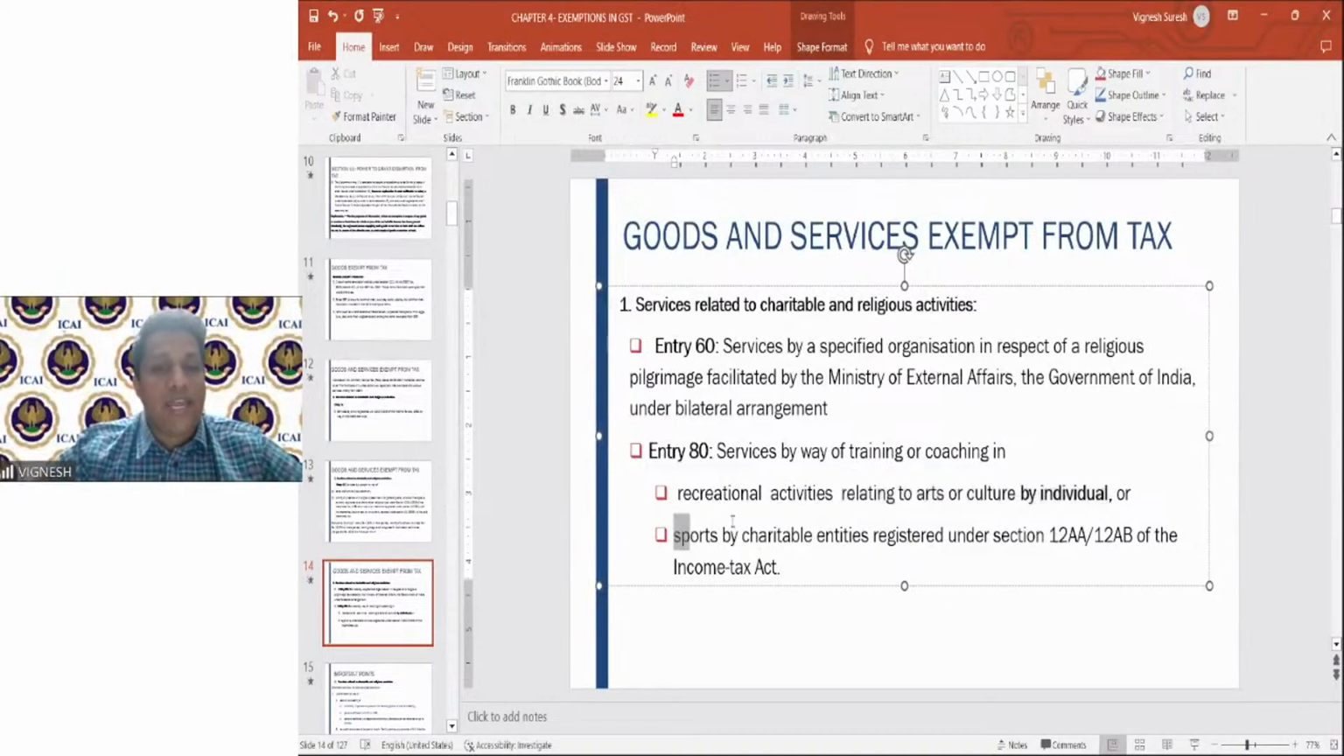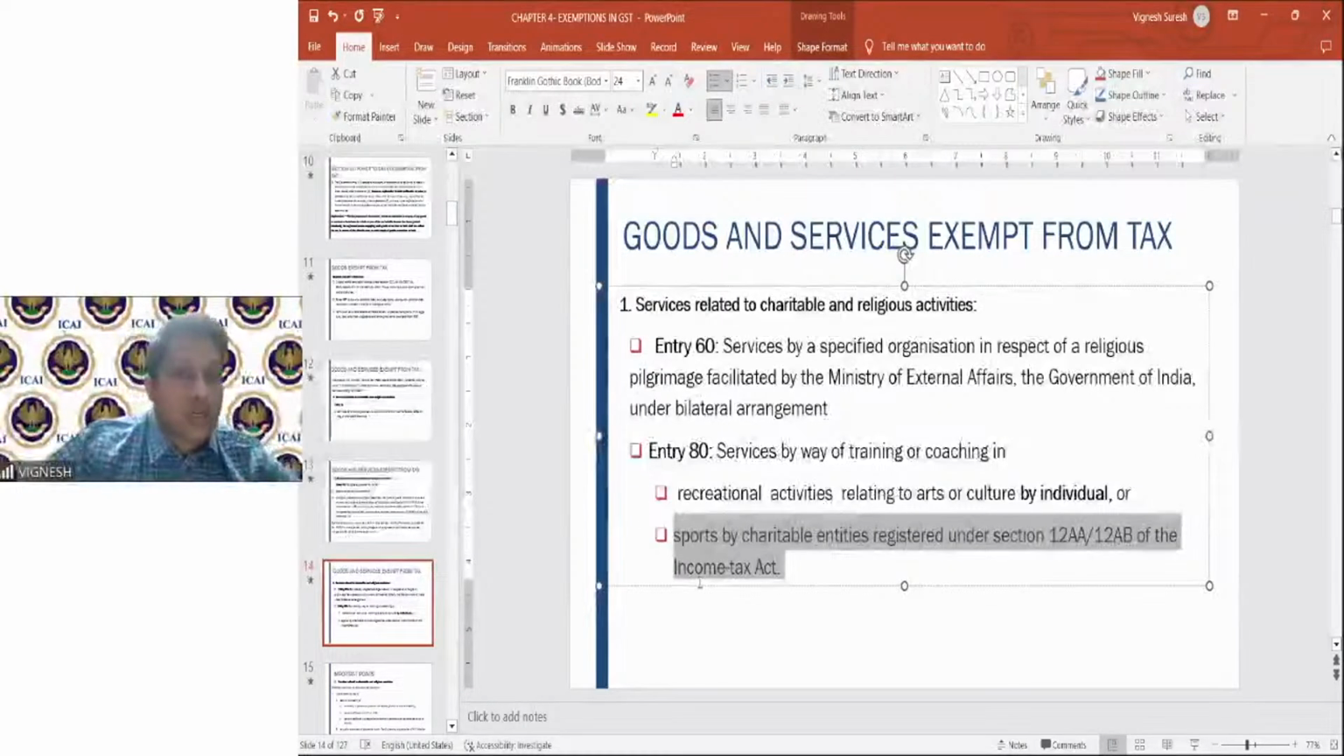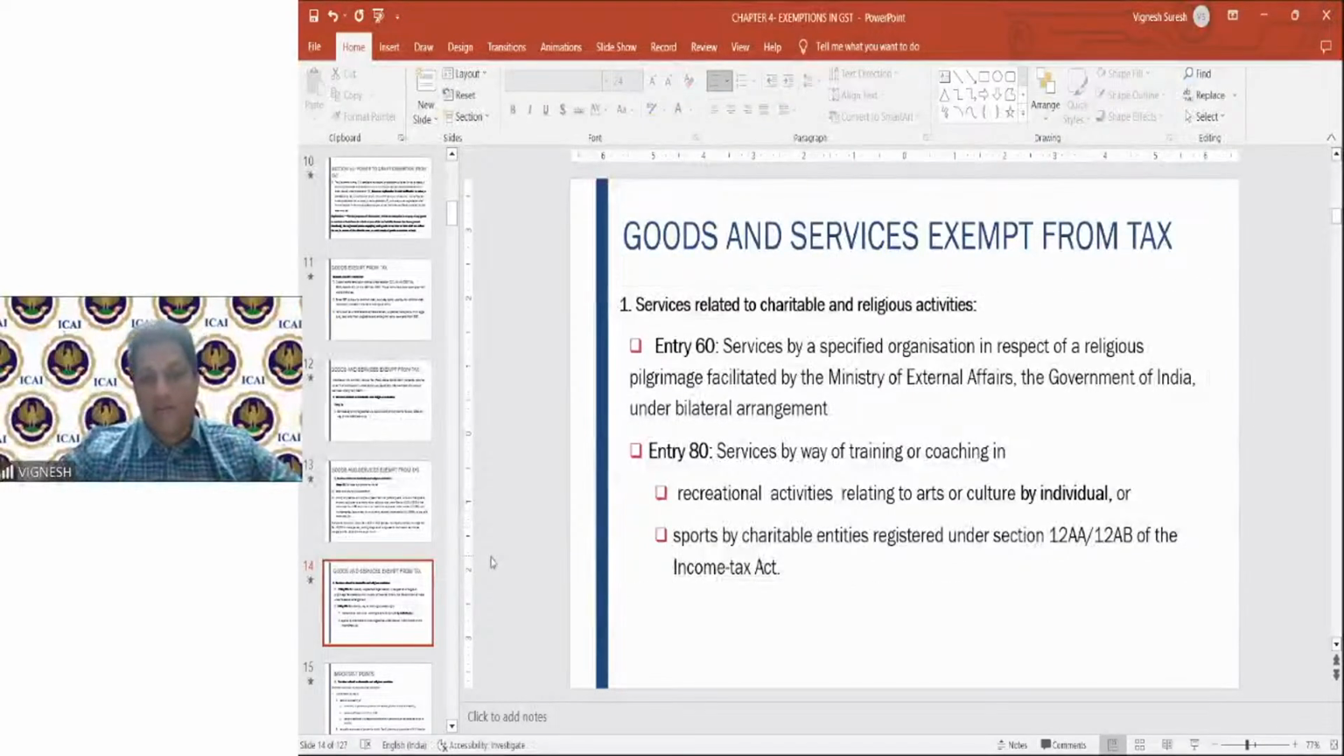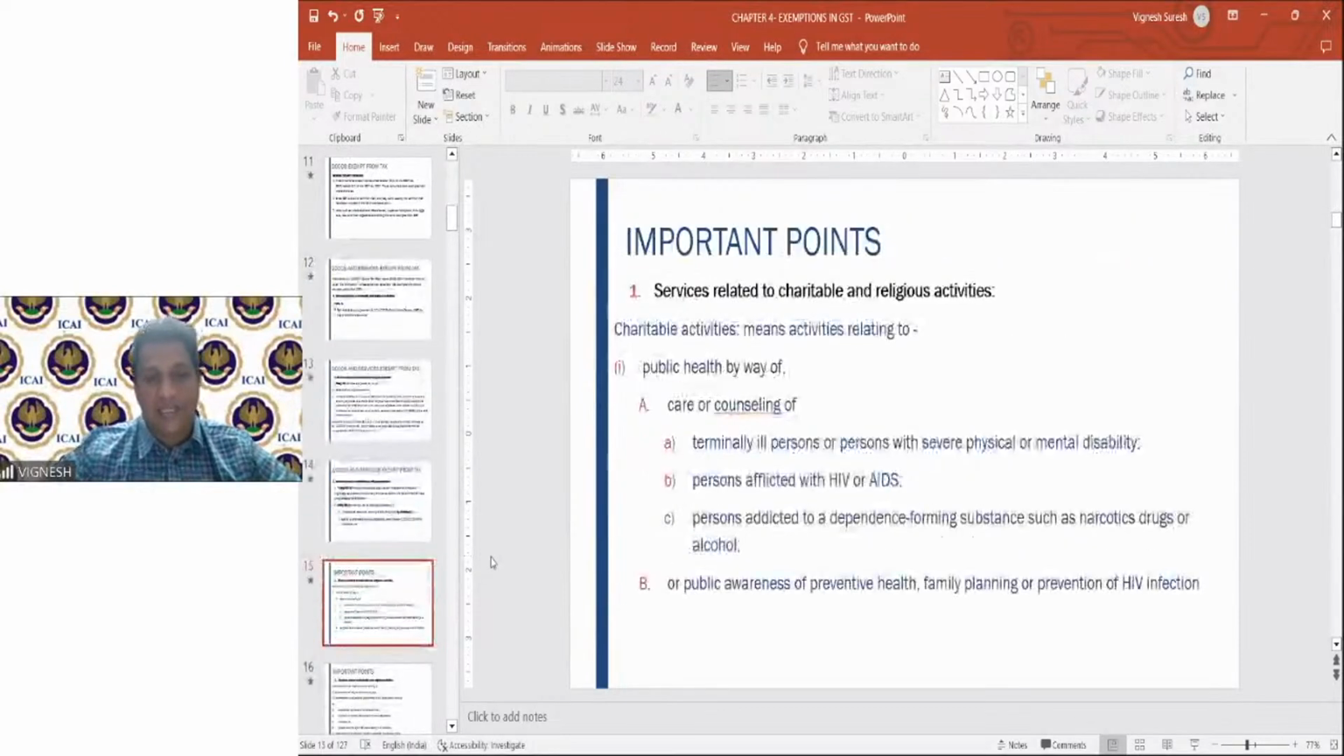Then sports by charitable entities. In case it is sports, charitable entities registered under 12AB of the Income Tax Act have to provide it. So in these two cases, exemption is given. This is very important from the examination point of view. Please put a star mark, write down that entry 80 is important from the examination point of view.